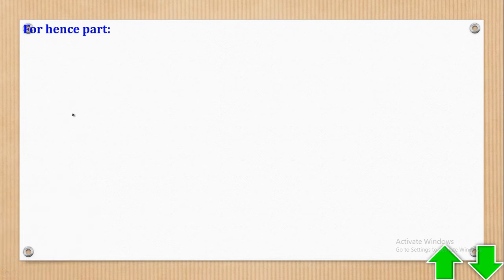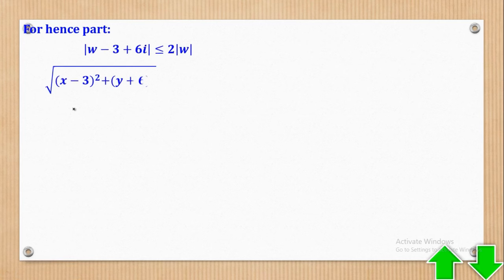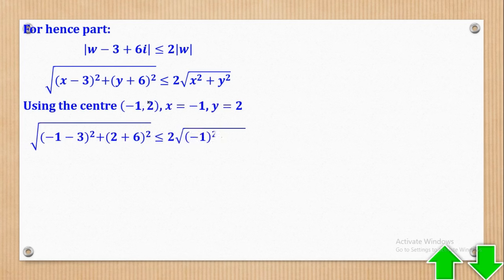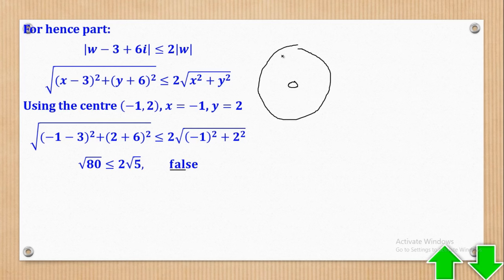Now for the hence part, we have to get the unwanted region. So from here we shall substitute for this and this. We already saw them in the previous slide. Therefore, using the center as a point, we are going to substitute for x and y. We shall come up with false. Now when we come up with false, it implies that where you got that point from is the unwanted region. So the center is always inside, meaning that now this one is the unwanted region, and that's what we shall shade. Then after that, you also realize that the inequality is less or equal to, meaning that the circle will be a full line. It is no longer dotted.